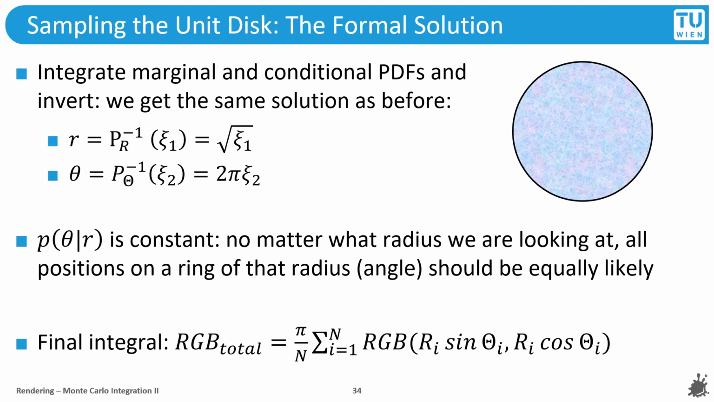The final integral over the disk is just a formality because the samples are uniformly distributed over the area and we are integrating over the area. We can use the simpler Monte Carlo integration, which is just an average of the sampled RGB colors times the domain size pi.